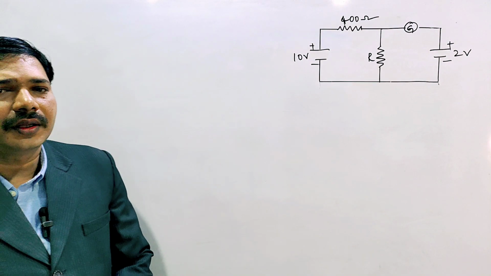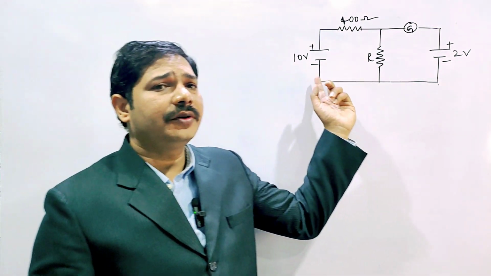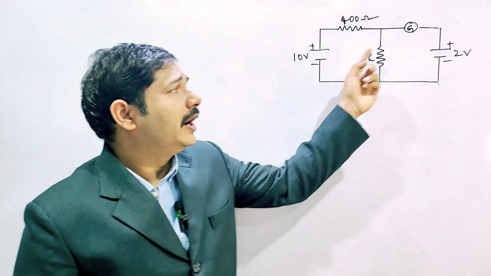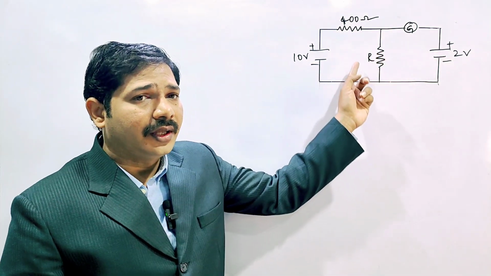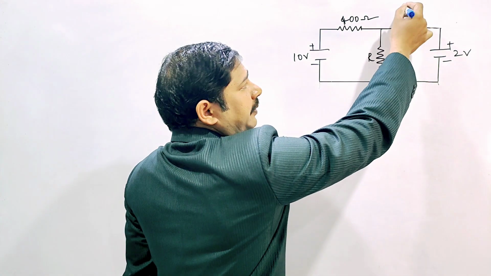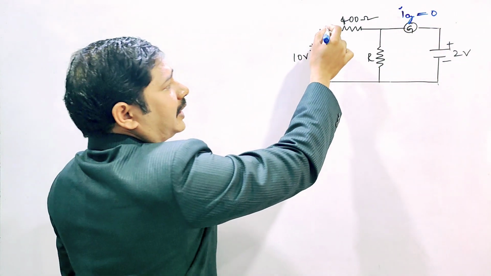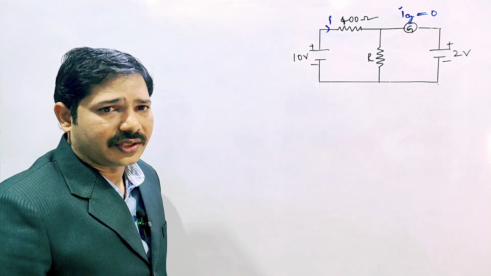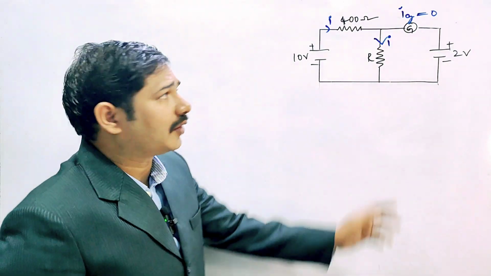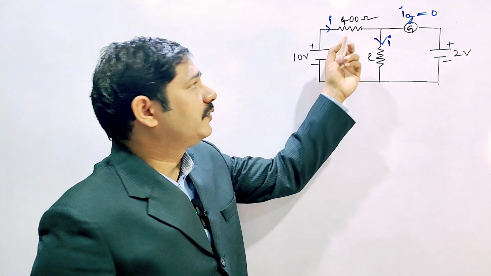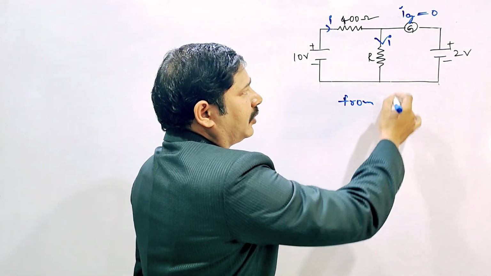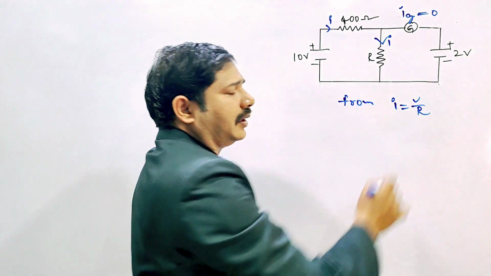In this diagram, there is one input battery of 10 volts and an output of 2 volts. There is one series resistance of 400 ohms, and one galvanometer and one resistor are connected. The galvanometer shows zero deflection, so the galvanometer current is zero. Whatever current passes through the 400 ohm series resistor, that total current passes through the resistor R, because the galvanometer current is zero. First we'll find the series current. From V equals IR, I equals V by R.